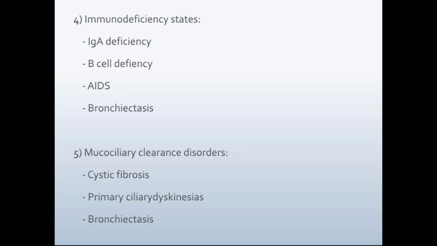Immunodeficiency states can also produce it. Mucociliary clearance disorders: in cystic fibrosis, there will be obstruction of the bronchioles. Primary ciliary dyskinesias, where cilia are abnormal, resulting in obstruction. And also bronchiectasis, where there is damage and permanent dilatation of the bronchi with subsequent obstruction. These are all the mucociliary clearance disorders resulting in a wheeze.